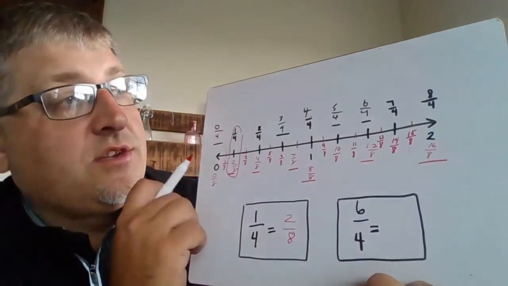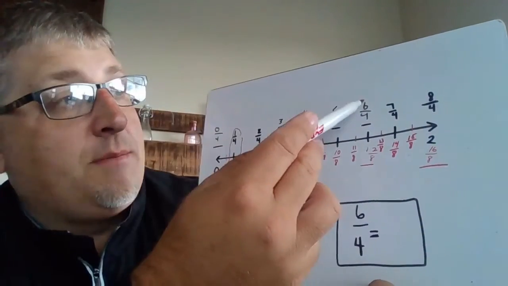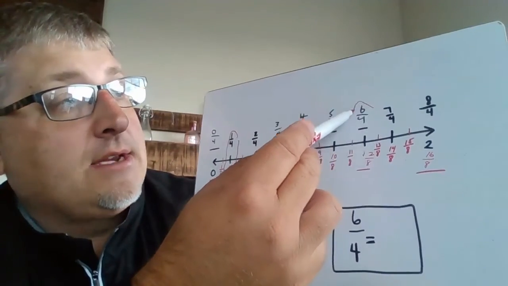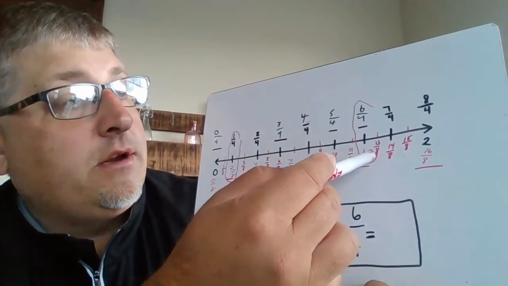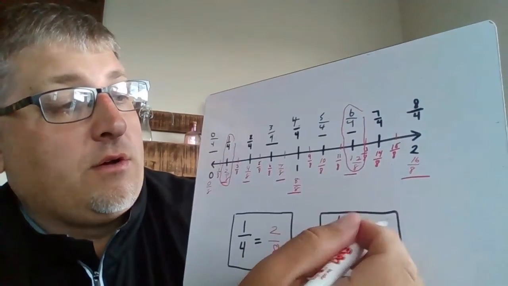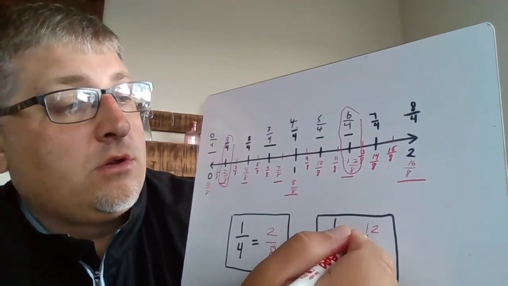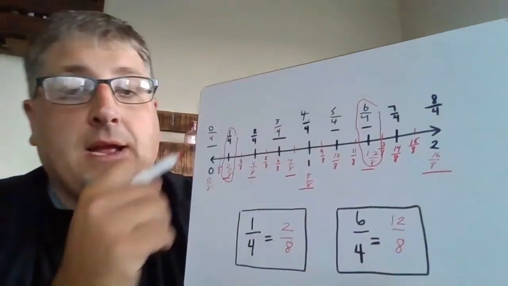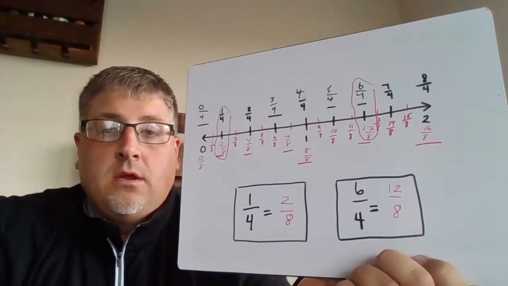Okay, and now I have 6/4. So I just use my number line. I found my 6/4 here. If I look down and go below it, there you guessed it, 12/8. 12/8 is my equivalent. Okay?